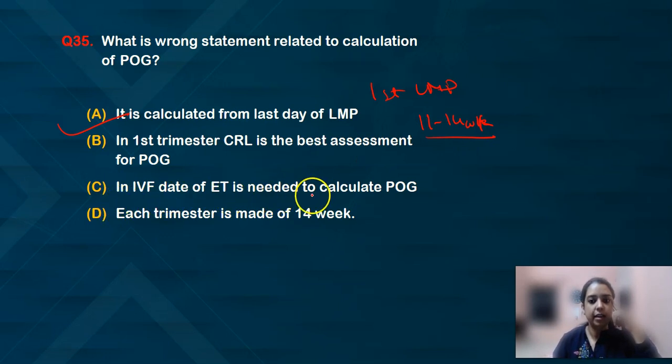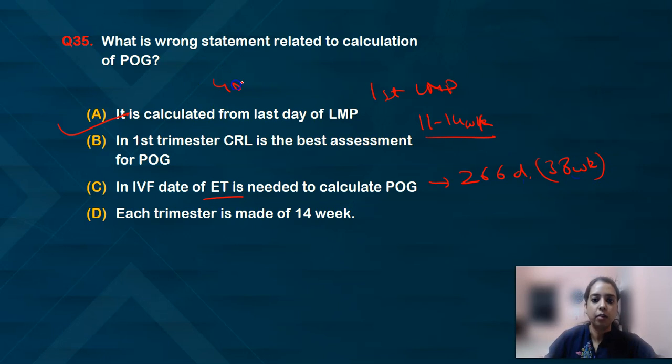In IVF, the date of ET is needed to calculate POG. ET is embryo transfer. In IVF, when the periods came is not important. What is important is when the embryo was transferred. So you will calculate from the embryo transfer day by adding 266 days, that is 38 weeks.